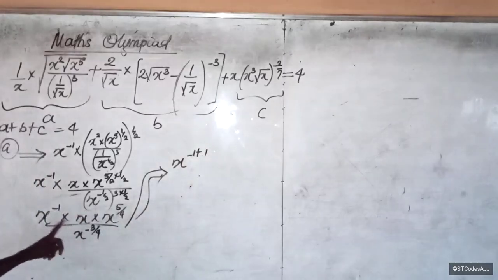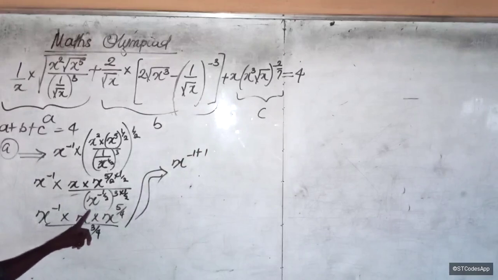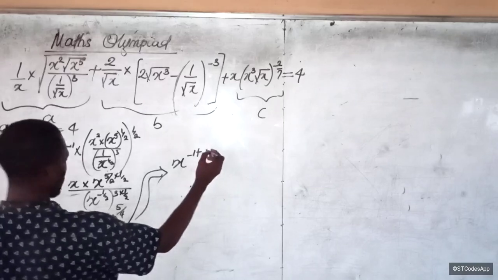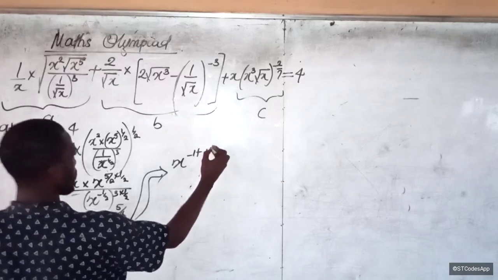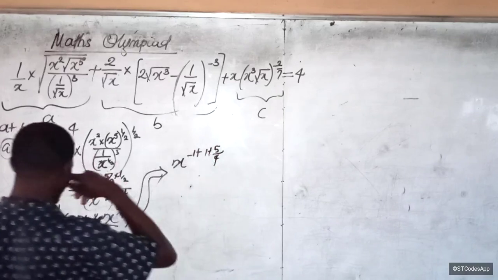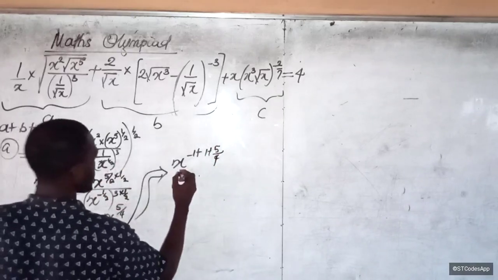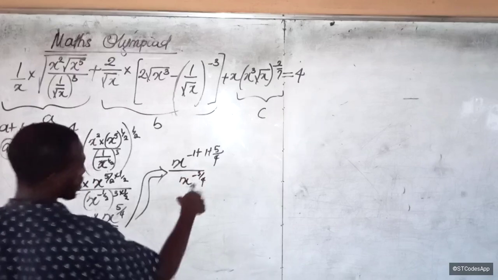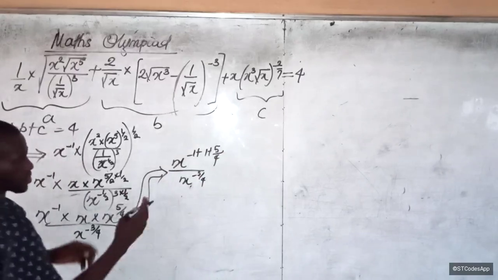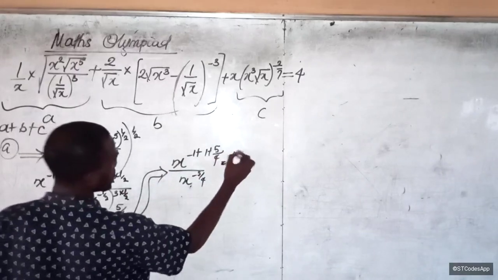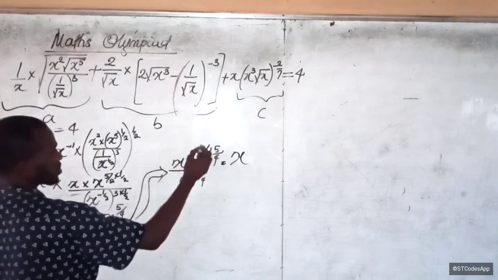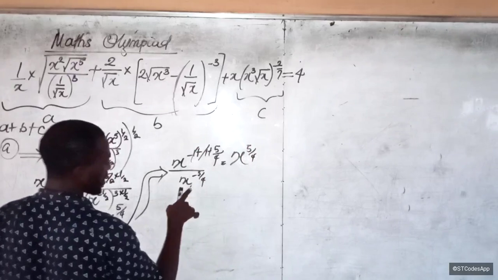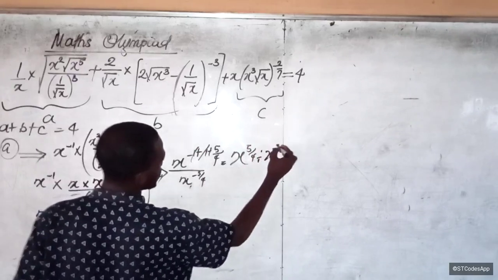We're going to add the powers or the index for multiplication of bases. So we have 1 plus 1 minus 1 plus 1 plus 5 over 4, divided by x raised to the power minus 3 over 4. We could just take minus that, but I want us to take it step by step. So this becomes x raised to the power minus 1 plus 1 is 0, so x raised to the power 5 over 4, now divided by x raised to the power minus 3 over 4.